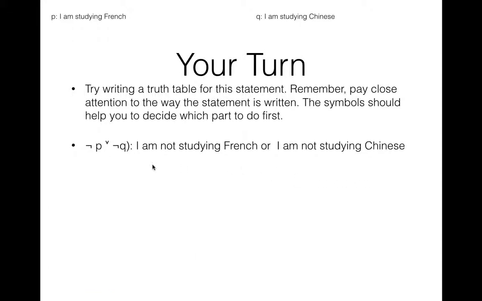So, your turn again. Ignore that bracket. The same statements, I'm studying French and I'm studying Chinese. Without the bracket there, I'd like you to work out how to draw the truth table for this. Not P or not Q. I am not studying French or I am not studying Chinese. Pause the video, write your truth table, and I'd like you to decide whether this is logically equivalent to the other two statements.